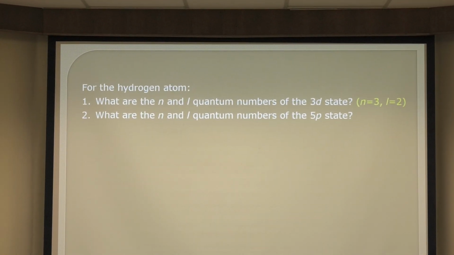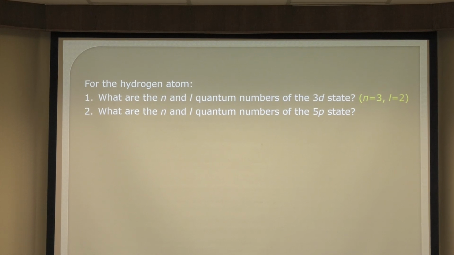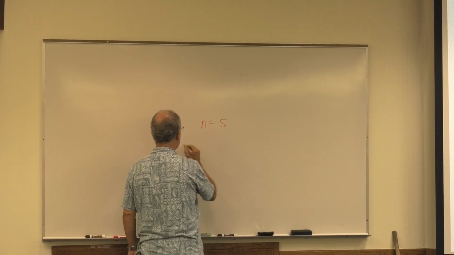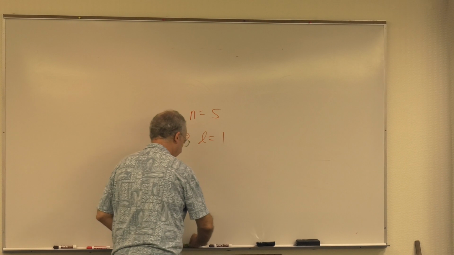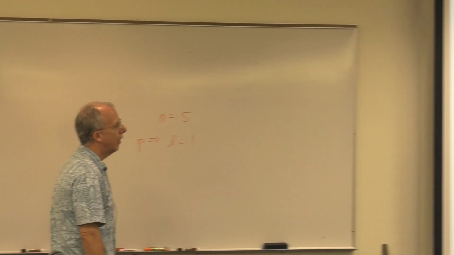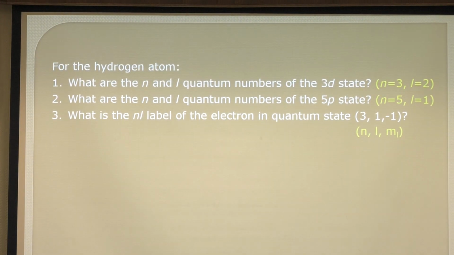So what are the n and L quantum numbers for the 5P? Okay, so let's do the 5P. So 5, that's the n, and P, you just have to memorize it. P is 1, so P implies L equals 1.